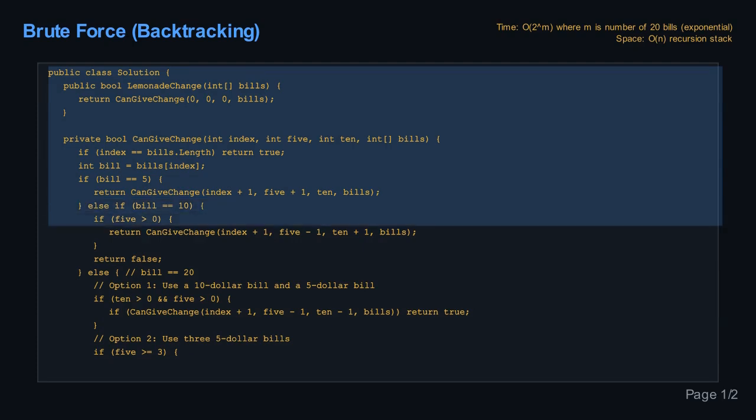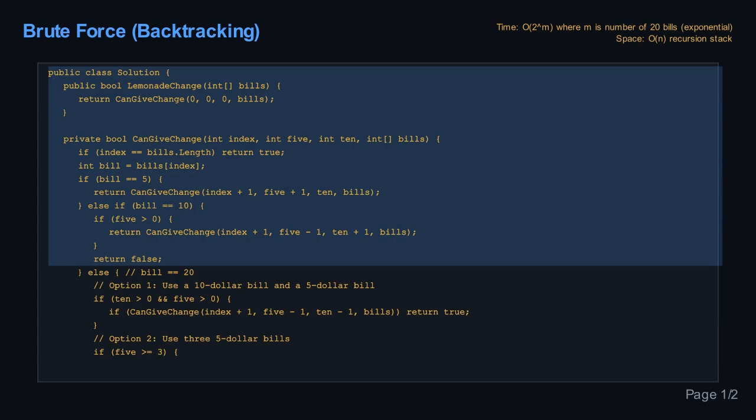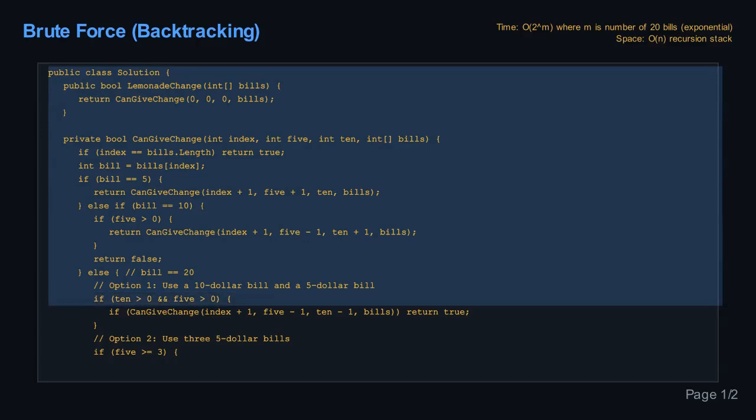This can become very slow because we might end up recalculating the same scenarios many times. Imagine you're at customer number 50, and you have certain bills in your register. The brute force approach might reach this exact same state of bills at customer 50 through many different sequences of earlier transactions. Each time, it would restart the calculations from scratch for the remaining customers, even though it's already figured out if that state is solvable. This leads to a massive amount of redundant work.